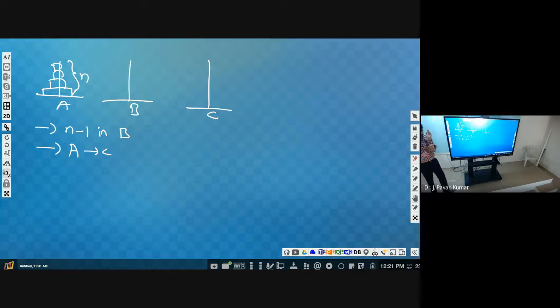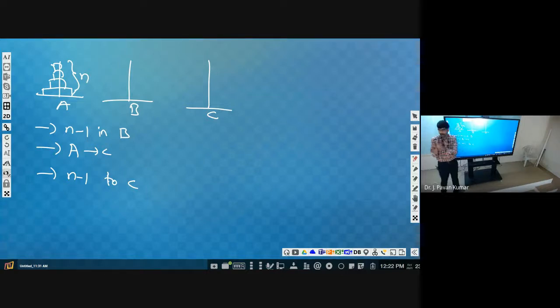Okay, next, what is the next step? B to C. That means n-1 boxes at B, so n-1 we have to move to C. How can we move them? Again we will make use of the same procedure. To move these boxes from B to C, we can make use of A as temporary.